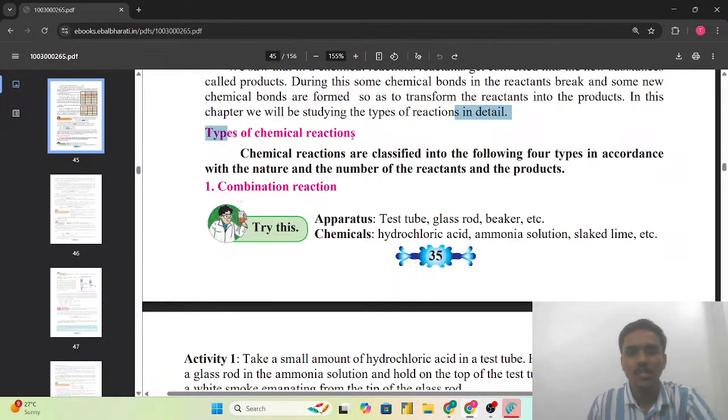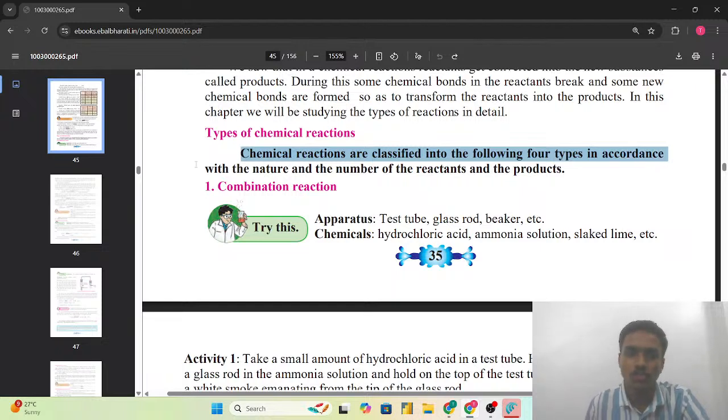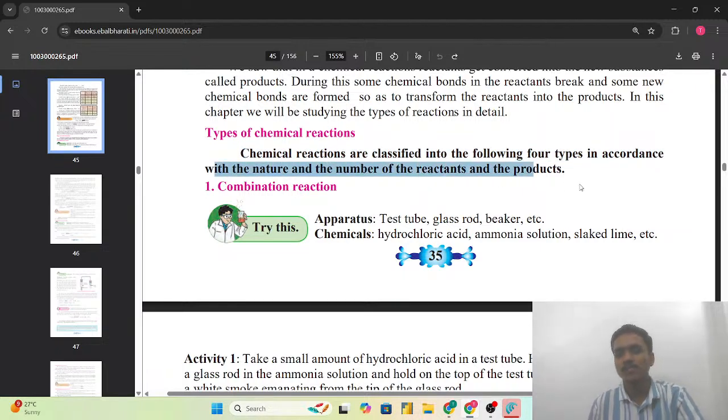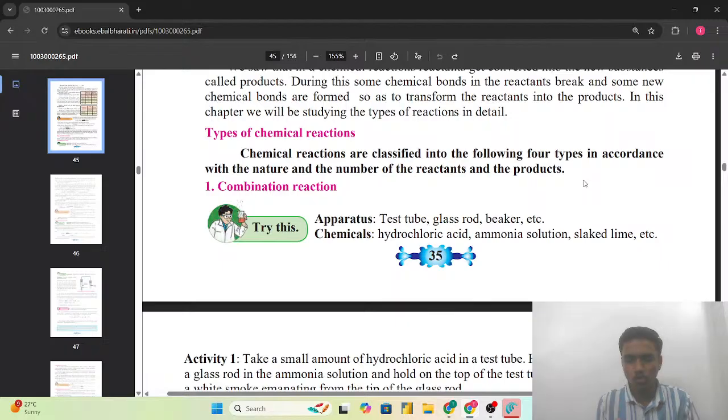So types of chemical reactions, if we can see here, chemical reactions are classified into the following four types in accordance with the nature and the number of reactants and the products. मतलब केमिकल रिएक्शन को क्लासिफाई किया है फोर डिफरेंट टाइप्स में। तो किसके बेसिस पे? This is also one of the questions which get asked. We are classifying it in accordance with the nature and the number of reactants or the products that are taking place in the chemical reaction.